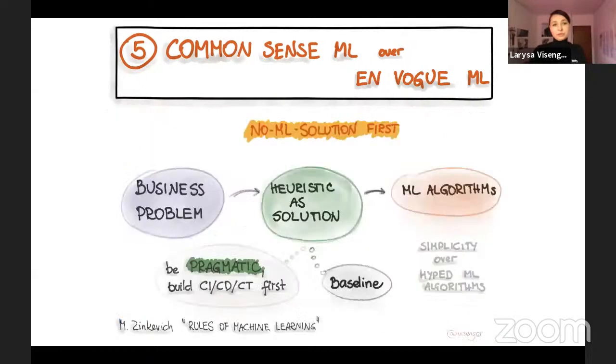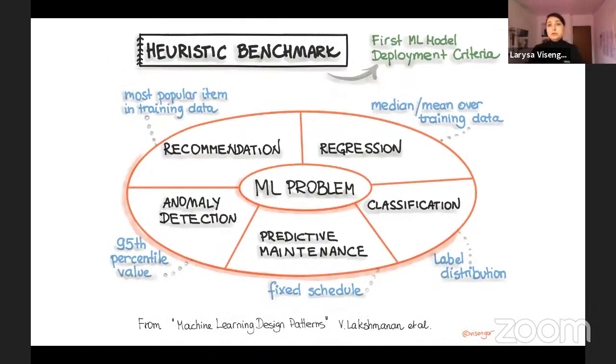Good. The usual and very pragmatic way is to start with a no ML solution. Before we make the first translation from business problem into machine learning algorithm, we will need to define a heuristic as a solution, and this will be our baseline. This will be our baseline because this is our first machine learning model deployment criterion. This is important for many reasons. We might need this heuristic in order to persuade our decision makers that yes, machine learning will give you the benefit and will give you value for your software.